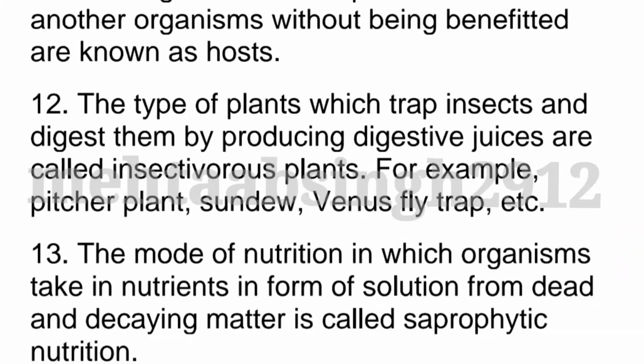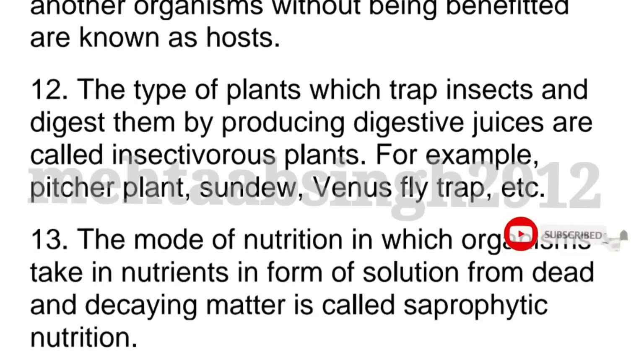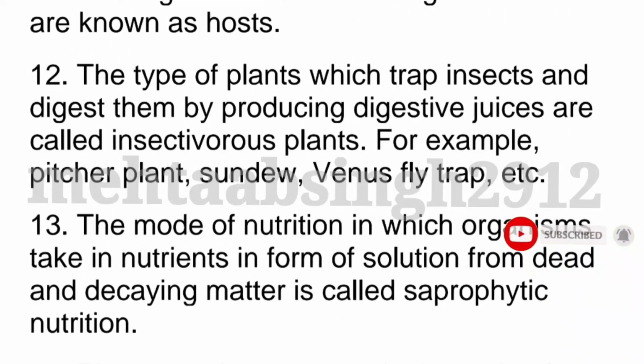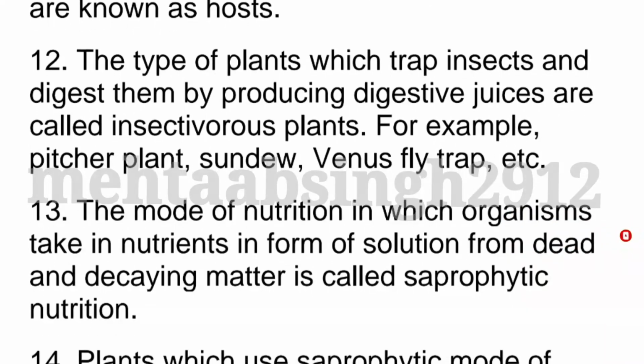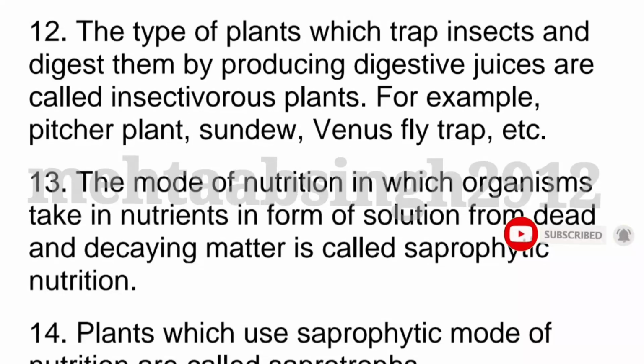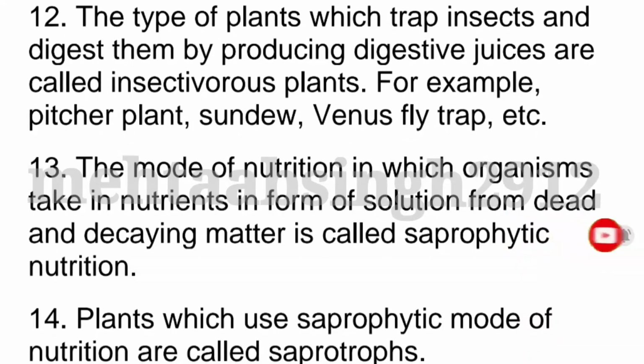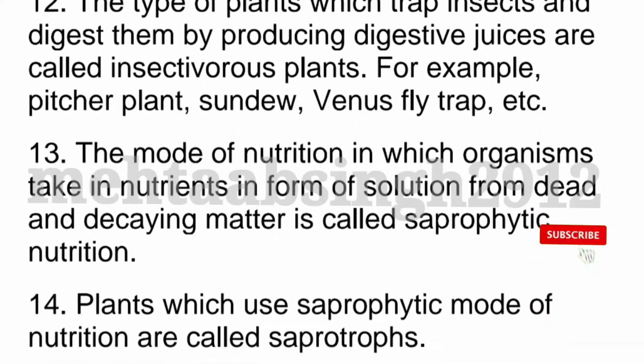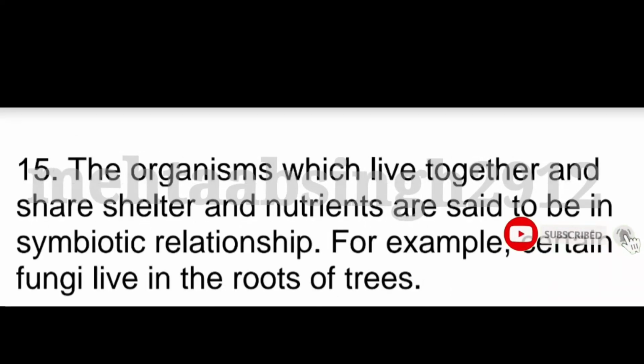13th, the mode of nutrition in which organisms take in nutrients in the form of solution from dead and decaying matter is called saprophytic nutrition. 14th, plants which have a saprophytic mode of nutrition are called saprotrophs. 15th, the organisms which live together and share shelter and nutrients are said to be in a symbiotic relationship. For example, certain fungi live in the roots of the trees.